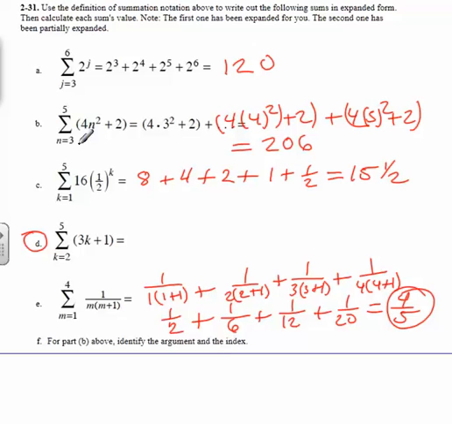F, for part B above, identify the argument and the index. So in part B, the argument is this part right here, and the index is n. And there we go.